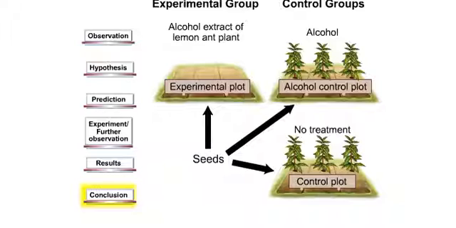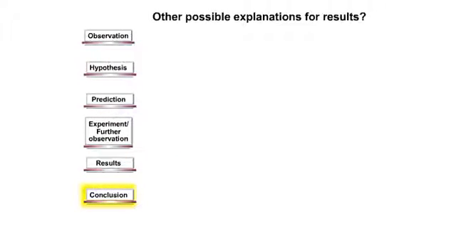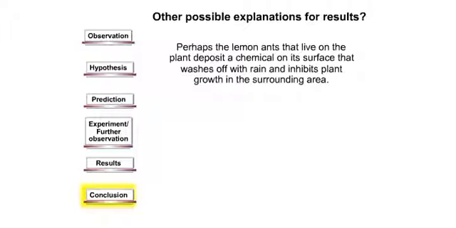This, in fact, may be your conclusion, that the lemon ant plant produces a chemical that inhibits the growth of other plants. Note, however, that although your results support your hypothesis and by extension your conclusion, they do not prove the hypothesis. For example, perhaps your results could be explained in another way. Perhaps the lemon ants that live on the plant deposit a chemical on its surface that washes off with rain and inhibits plant growth in the surrounding area.